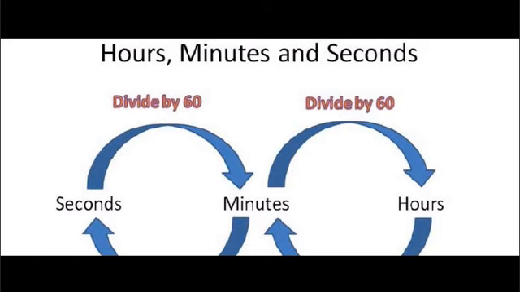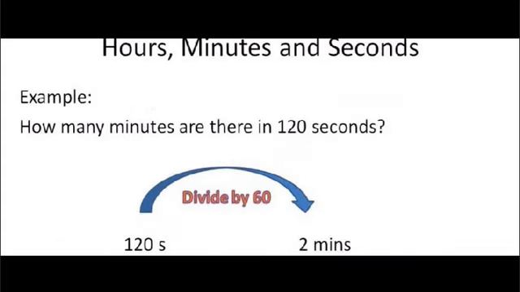Same, if we need to convert minutes into hours, we need to divide by 60. And if we need to convert hours into minutes, we need to multiply by 60. It's just opposite multiplication and division.